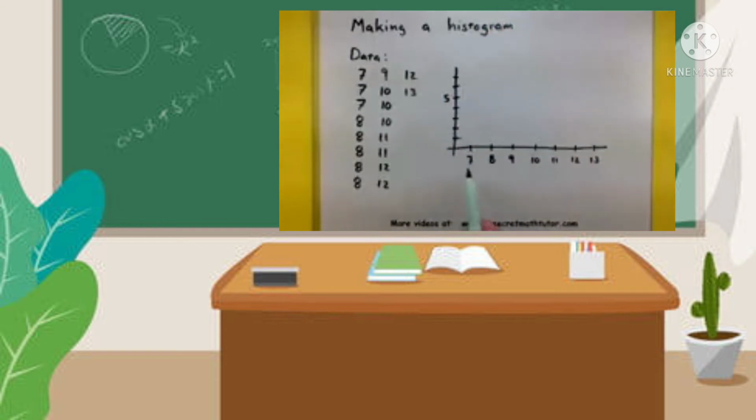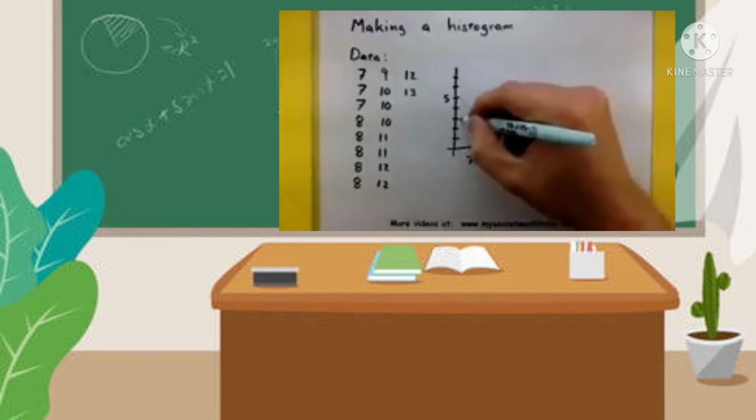Okay, so let's start off. How many 7s do we have? Looks like we have 1, 2, 3. So in my 7 category, I will create a bar that goes up to 3.